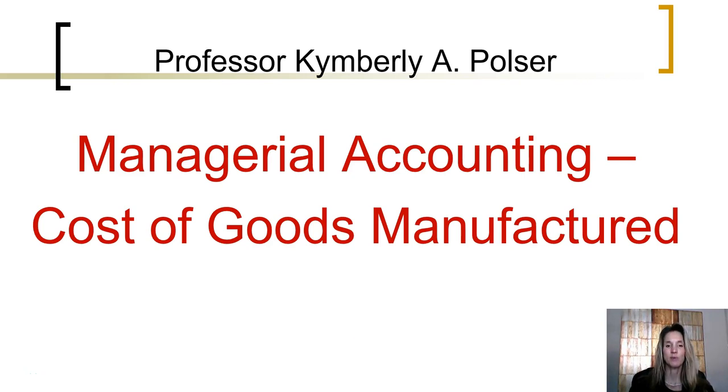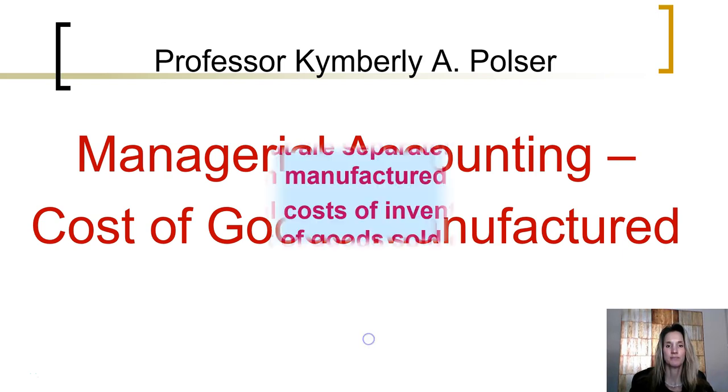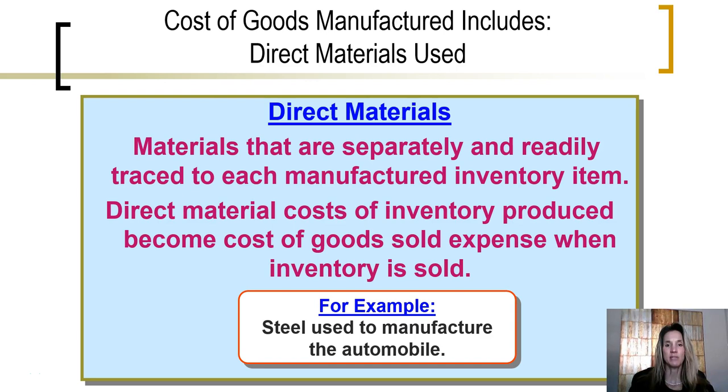In this episode, we will look at what comprises a company's cost of goods manufactured. A company's cost of goods manufactured includes three types of costs. The first are the costs of direct materials used.